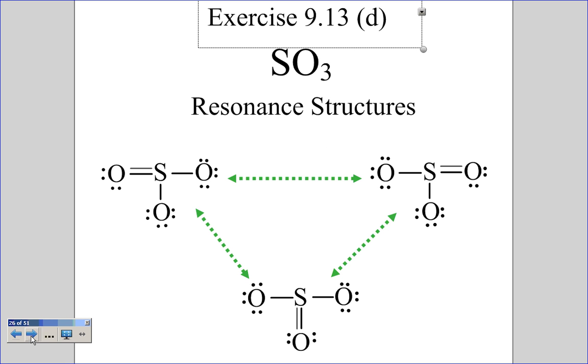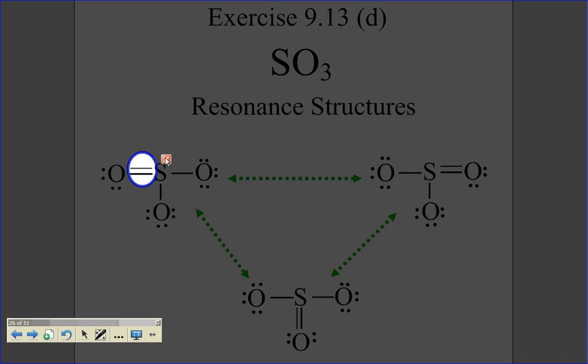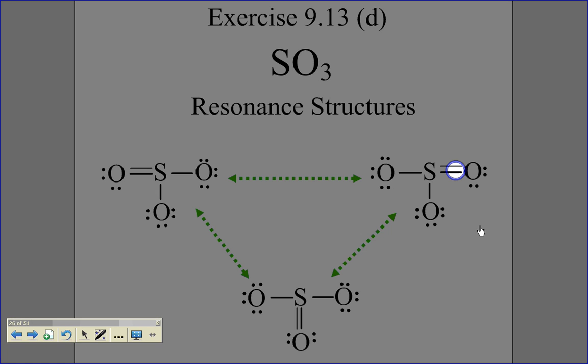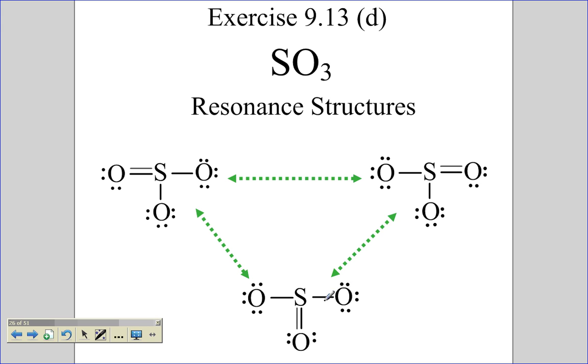Now the reality is that this would have resonance structures. That double bond could be in any of these 3 places. Depending on how I happen to draw it, I could put my double bond here, or it could be over here, and it could even be down here.